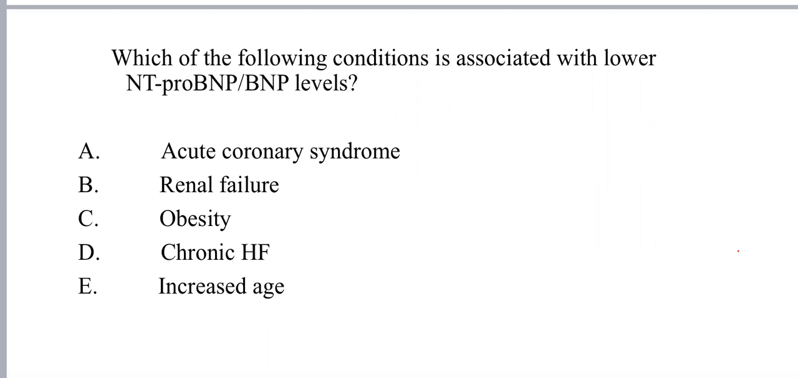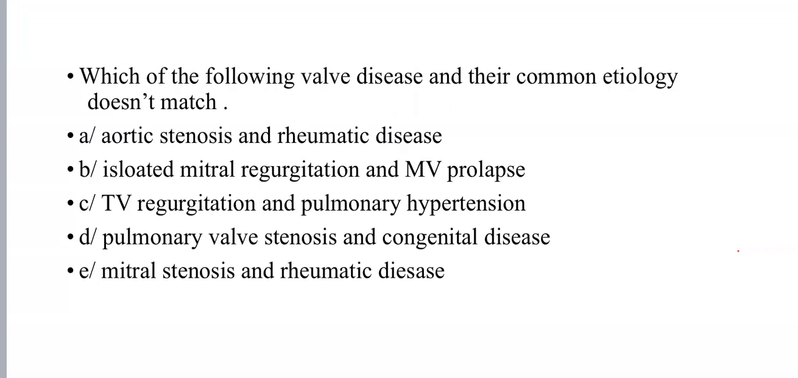Which of the following valve diseases and their common etiology does not match? Aortic stenosis and rheumatic disease. Do they match or not? Isolated mitral regurgitation and mitral valve prolapse. Tricuspid regurgitation and pulmonary hypertension. Pulmonary valve stenosis and congenital disease. Mitral stenosis and rheumatic disease. Aortic stenosis and rheumatic heart disease. Very good, because the most common cause of aortic stenosis is senile degeneration. Okay, good.